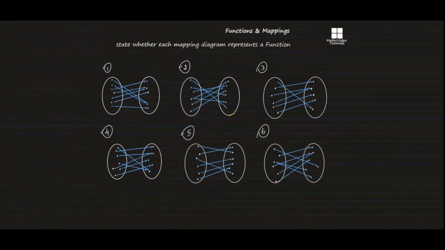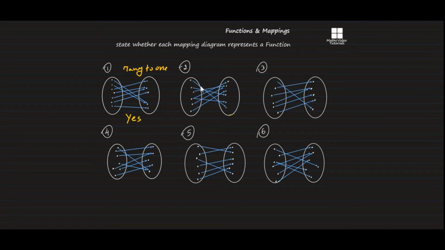We are doing this exercise, which asks us to state whether each mapping diagram represents a function. A mapping diagram represents a function if it is one-to-one or many-to-one. So let's have a look at the first one here. And this one is clearly many-to-one, although the others represent one-to-one, but because of this one, we're going to call it many-to-one. So this one is yes.